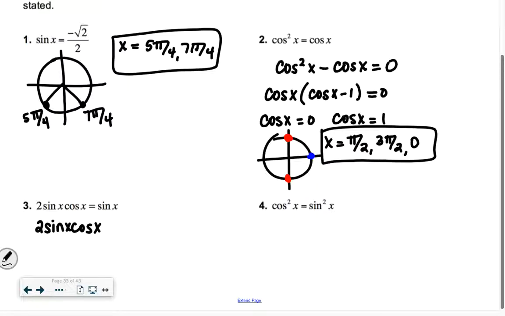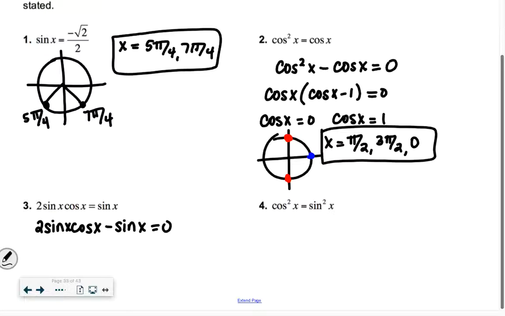Like, why is one of the answers 0? Because of this point right here, cosine is equal to 1 at 0. I guess we use it because it's not radians. 0 is in radians. 0 is 0 degrees and also 0 radians. Oh, okay. Because it's like an arc length, right?